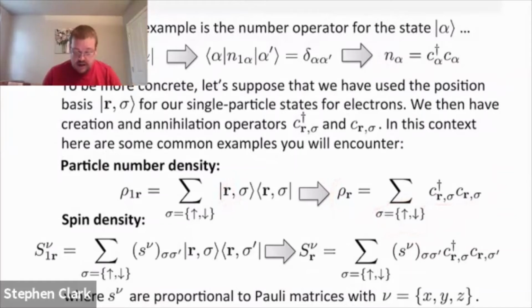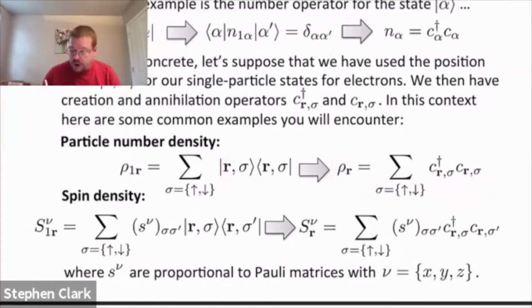position r. And you can have a spin density, which is a little bit more complicated because now you need to have Pauli matrix elements between them. And they're all single particle operators because they're bilinear. They involve one creation and one annihilation operator.